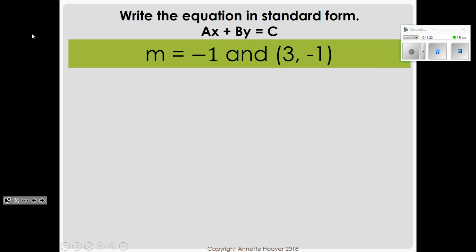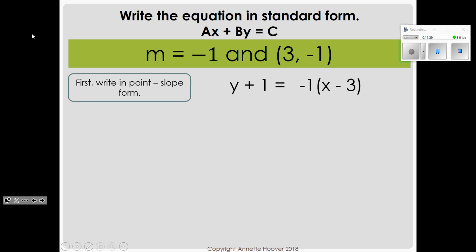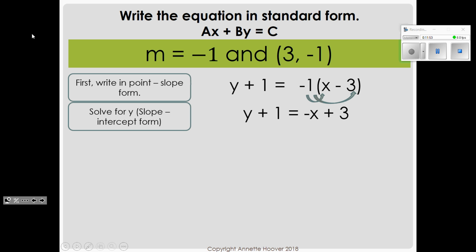So let's try this one. First, we're going to write it in point slope form. So we plug in the numbers, and you would have y plus 1 equals negative 1 times the difference of x minus 3. We do the distributive property. So we're going to do the negative 1 times x and the negative 1 times the negative 3. That gives us y plus 1 equals a negative x plus a positive 3. We want to get rid of the 1 on this side, so we're going to subtract 1 on both sides. That's going to give us y equals negative x plus 2.